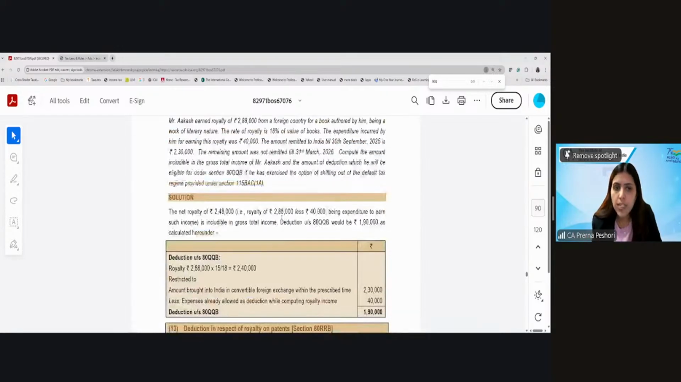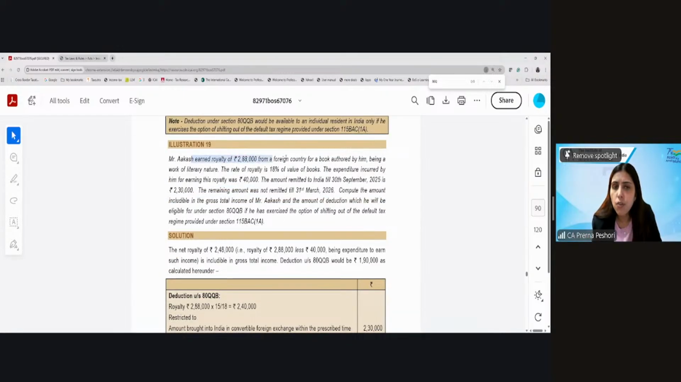So let us look at one question here. Mr. Akash earned royalty of 288 from a foreign country for a book authored by him, being a work of literary nature. Rate of royalties is 18%. Expenditure incurred by him for earning this royalty was 40,000. The amount remitted is 2,30,000. Remaining amount was not remitted until 31st March 26. Compute the income.